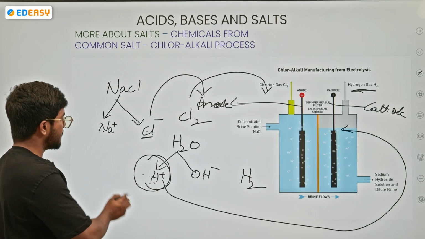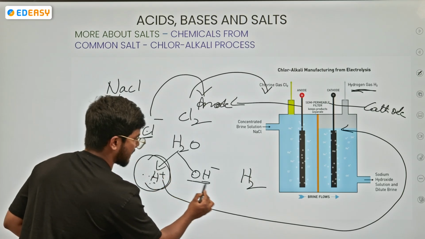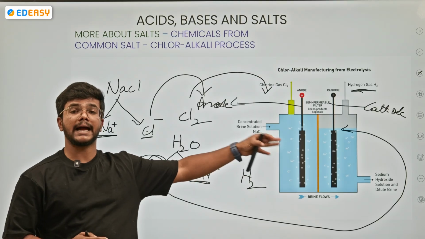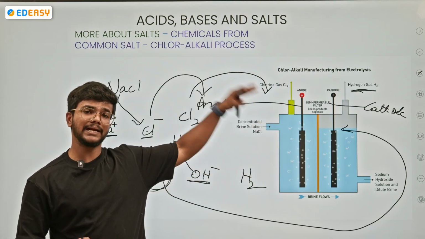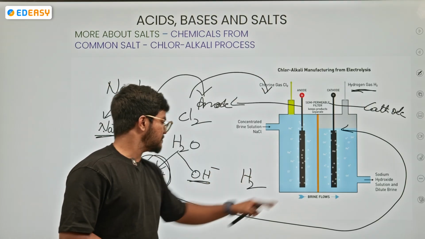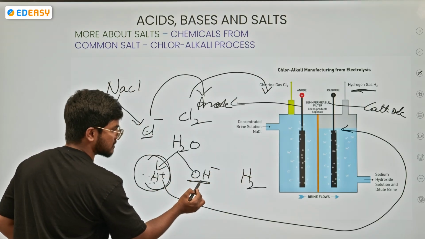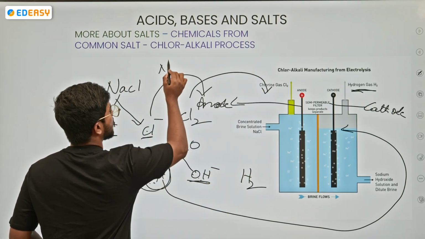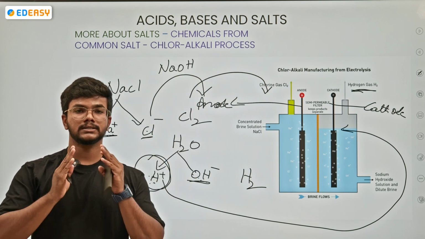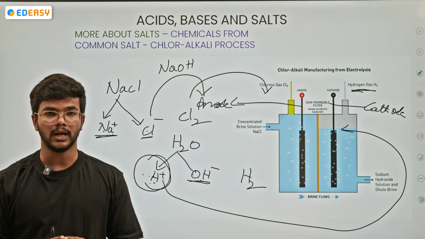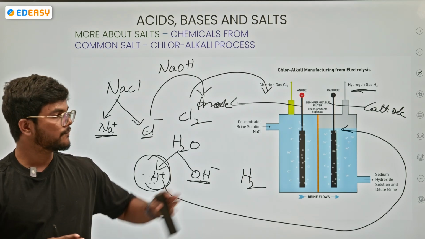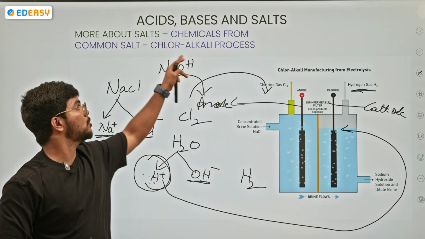The remaining Na plus and OH minus will stay in the solution itself. Until the hydrogen and chlorine gases are completely released from the solution, the Na and OH make a bond and become NaOH. NaOH is a strong base, caustic soda, sodium hydroxide. So sodium hydroxide can be produced from this experiment, which is called the chloralkali method.